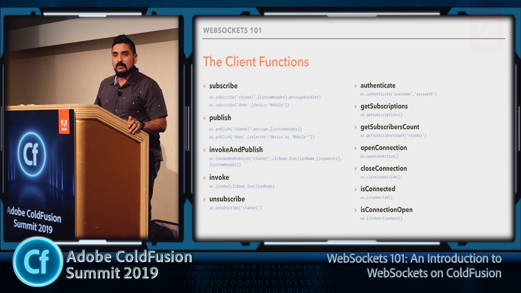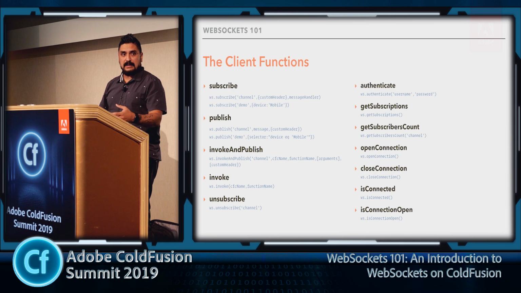Invoke and publish. This is a way to invoke a CFC, and when you use this function and put in a channel, whatever that CFC returns at the end is what's going to be broadcast to everybody on that channel. So you put the channel, the CFC name in dot notation, wherever it is in the path of your app, and then the function name that you want to run. Then you can pass an array of arguments if it receives arguments, and you can pass in that custom header all the way at the end. Those are all optional. The arguments and custom header are optional if you don't need any arguments.